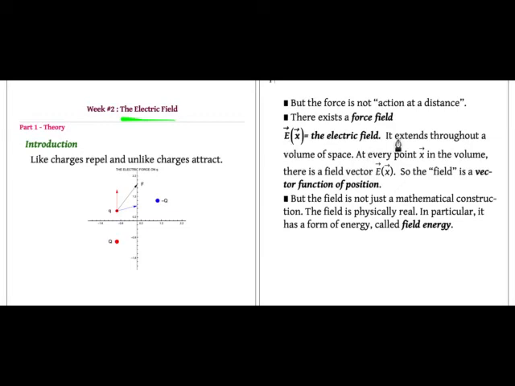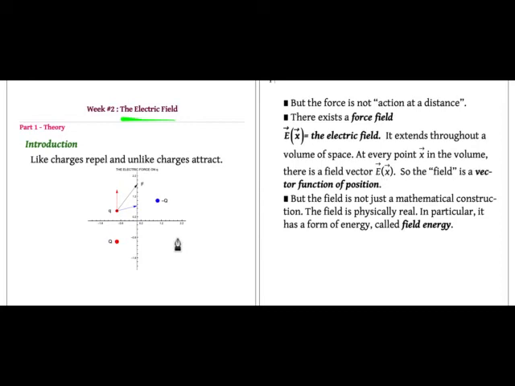So the electric field extends throughout the whole volume of space. It's associated with the charges, capital Q, negative capital Q, smaller q. Each one of these charges has an associated electric field, and the combined electric field is defined everywhere throughout the space. I draw it here in two dimensions, but this would even be in 3 dimensions. So at every point x in the volume, there's a field vector, E of x.